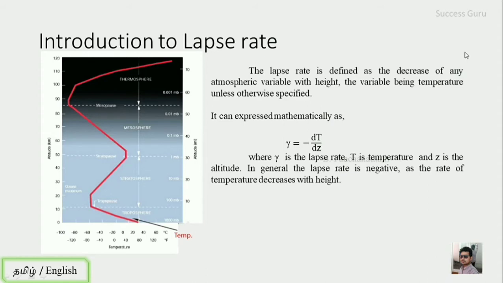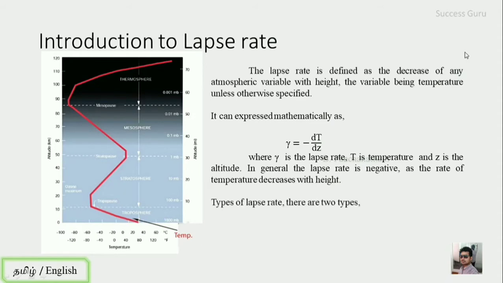It is indicated with the negative sign because as we move higher there is a drop in temperature, and that is why we are using the negative sign in front. So the Lapse rate can be expressed as the rate of change of temperature with the altitude.